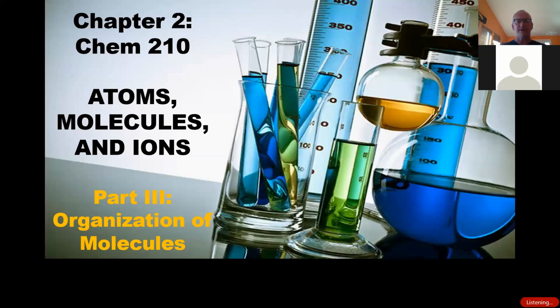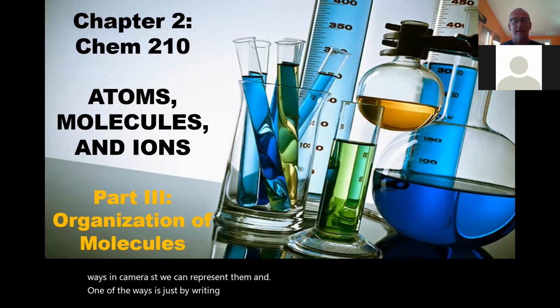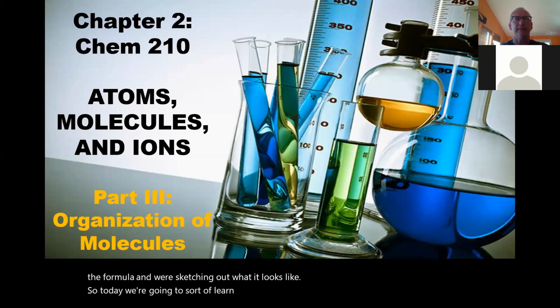Where we left off was talking about different ways to show molecules. There's a lot of different ways in chemistry we can represent them. One of the ways is just by writing out the formula. Another one is actually drawing a picture of the formula or sketching out what it looks like. So today we're going to learn about how we figure out what a formula is based on some measurements.